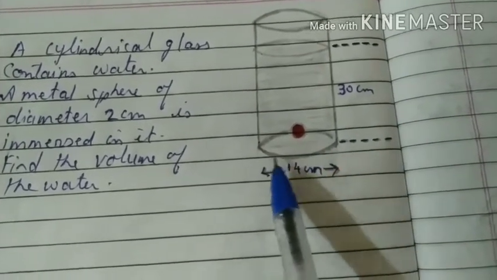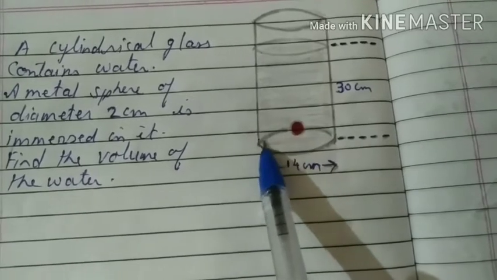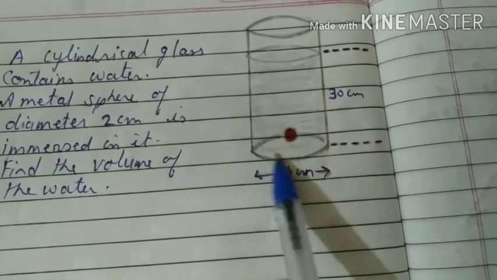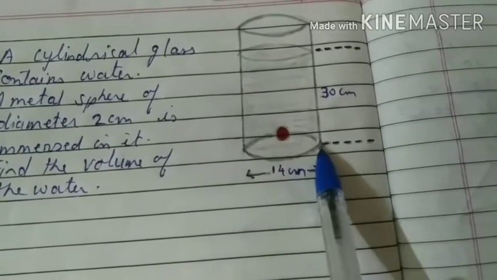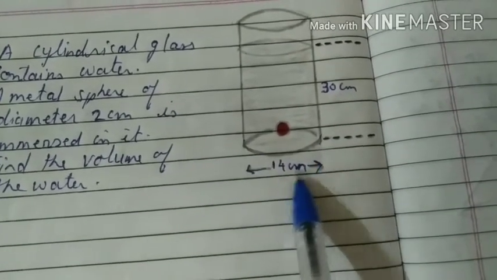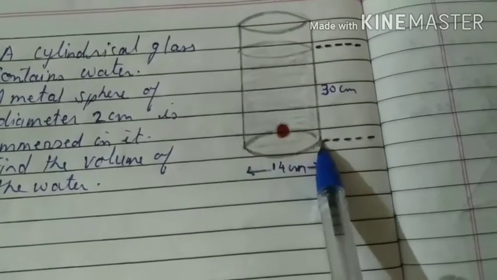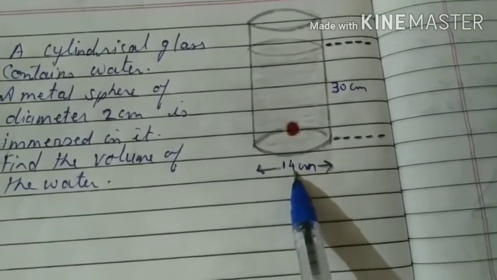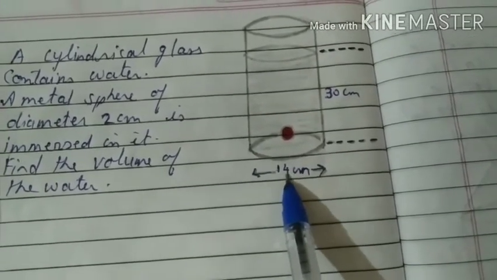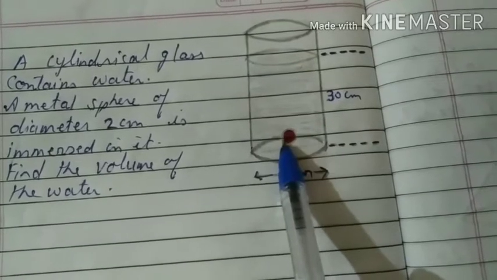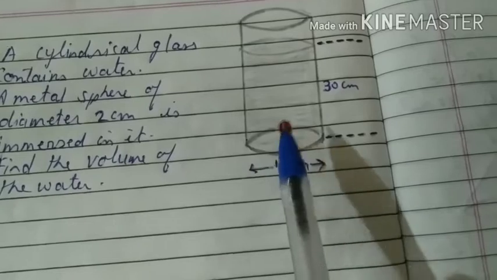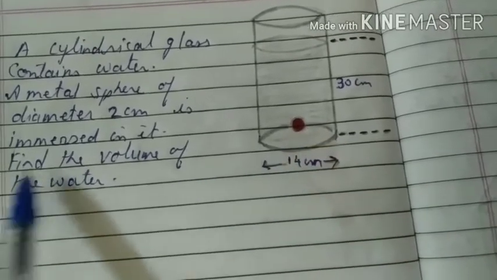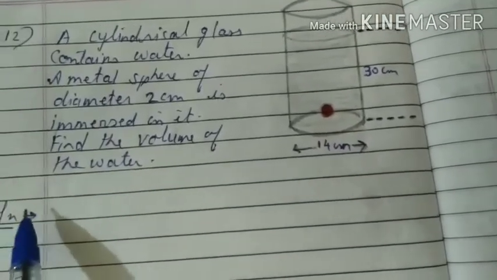And again, you can see the diameter 14 centimeters. You can see the marking. The diameter is given here, 14. That is the base of the cylinder. So you know the radius will be 7. For this, half of 14 will be 7. And diameter for sphere is given 2. So half of 2 will be 1. Now you have to find the volume of water present in it.